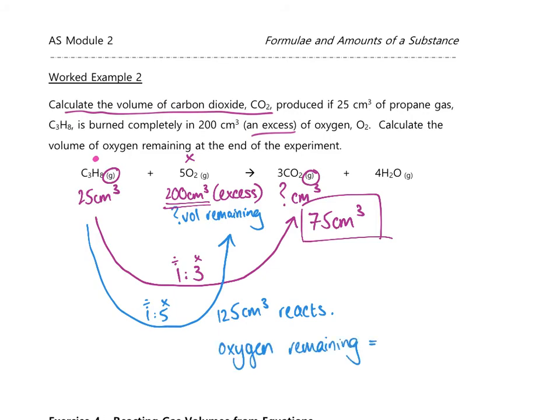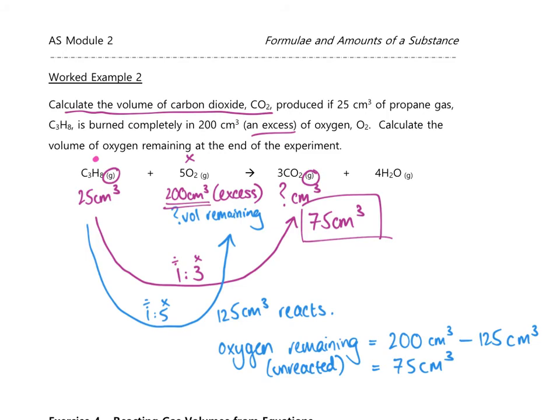Well, simply, you calculate the volume of oxygen remaining by taking your starting volume, which was 200 centimetres cubed, and taking away the volume that has reacted. And you'll be left with essentially the unreacted oxygen. So 200 minus 125 is 75 centimetres cubed. So for those type of questions, just read the question carefully. Is it asking you for the volume of oxygen that has reacted or the leftover oxygen?